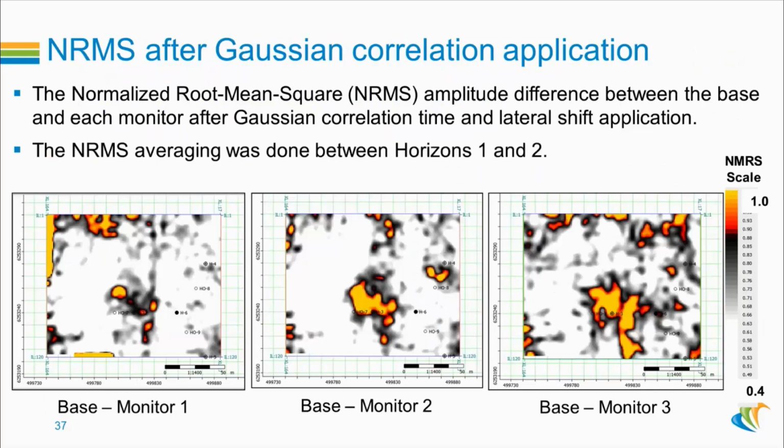When we look at the RMS, or the normalized RMS amplitude difference between horizons 1 and 2, it's very interesting. It's consistent with what we've seen before, but now we are seeing a more scientifically expected result, that the main changes in the amplitudes are around H6, H3, and H4. Some of that extraneous information that was shown on the original time shifts is not shown.